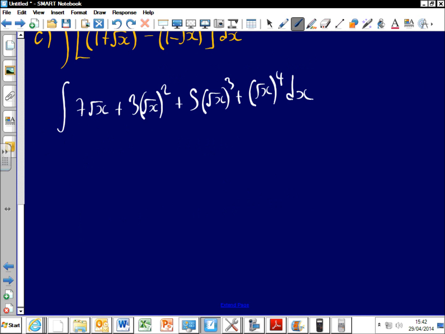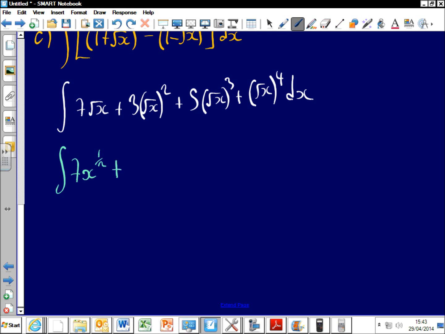Okay. Right. When I integrate things, I want it to the powers. I don't want the roots in there. How do I get rid of a root? How do I turn it into an index? What's a root? It's to the power of what? A half. So I'm going to change all the roots to powers of a half. So this thing here is actually 7 times x to the power of a half. Do you agree with that?